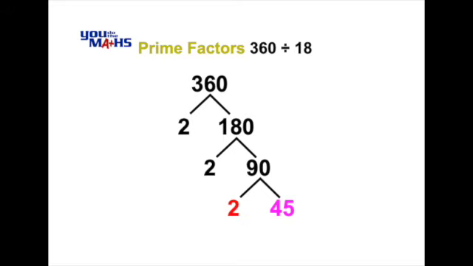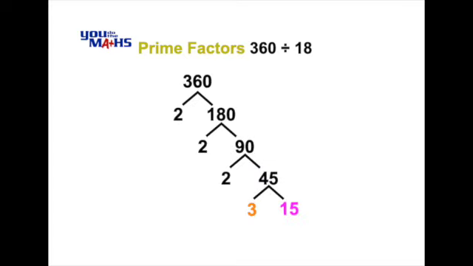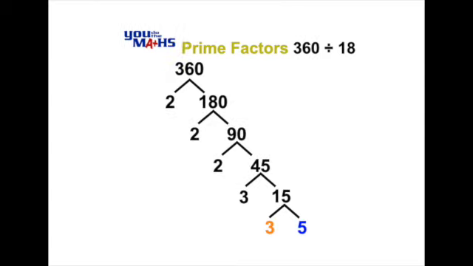Now with 45, the smallest prime number that goes into that isn't 2, but it's 3. So 3 goes into 45 15 times. 3 is the end of that branch. We now go to 15. 3 is the smallest prime number that goes into 15, and it goes into it 5 times. Now because 5's a prime number as well, that means we've finished our factor tree.